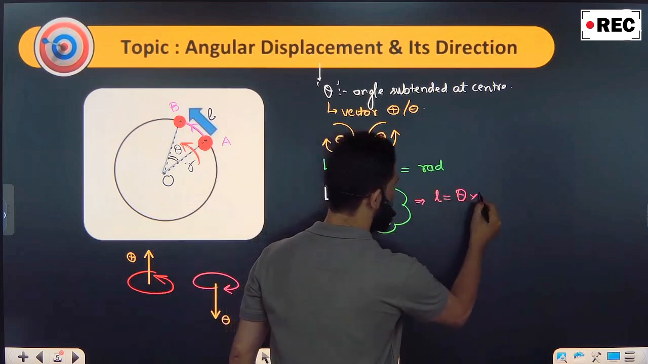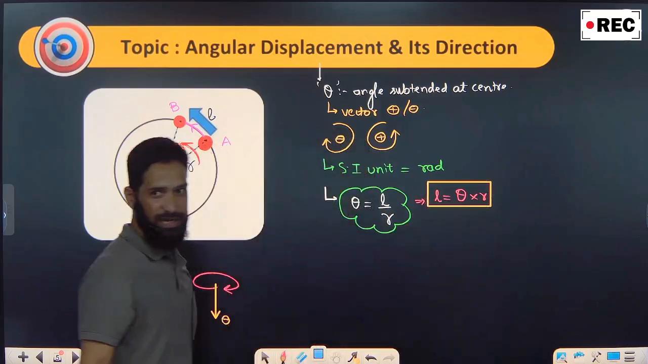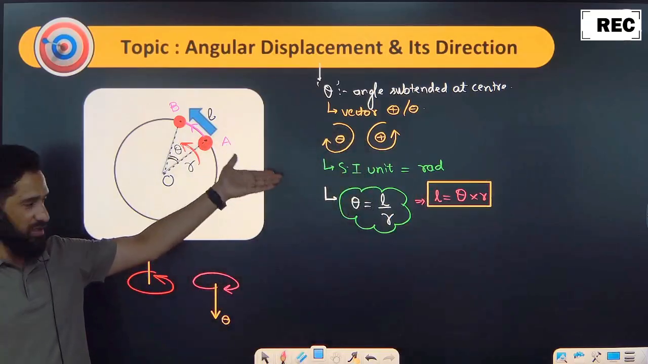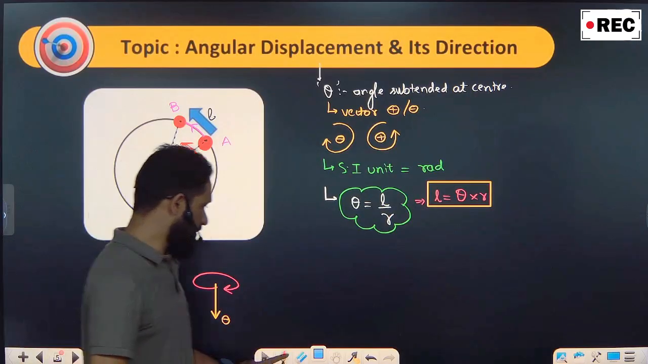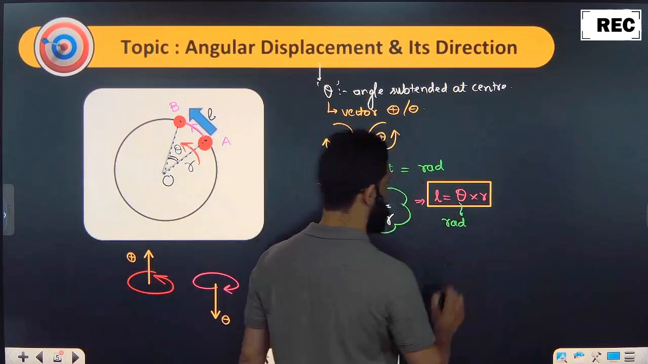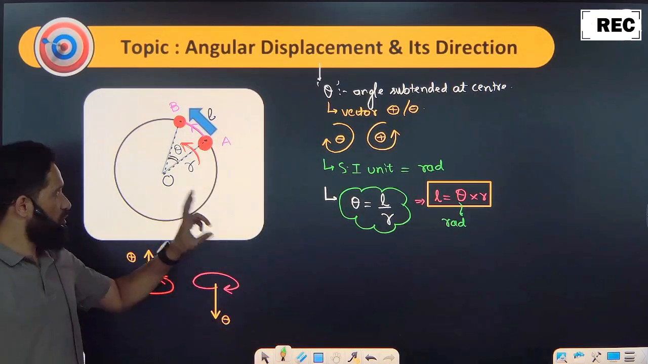It is angular displacement multiplied by R. This we used to study in mathematical tools, correct? This we used to study when we were discussing the angles before the start of the trigonometry, right? But remember, whenever you substitute, this theta has to be in radians. This was already discussed. So what do we understand?